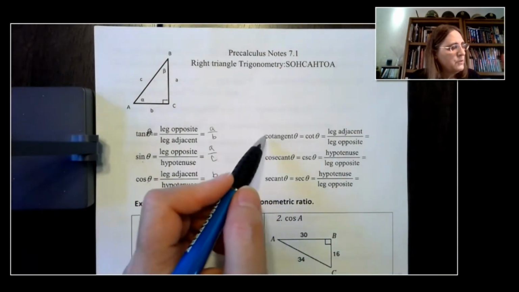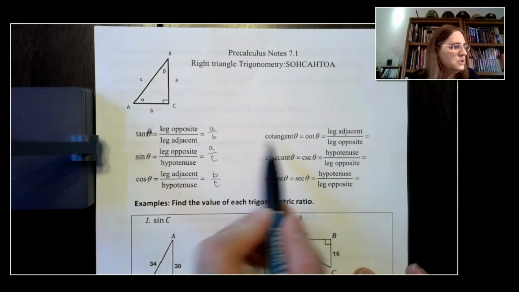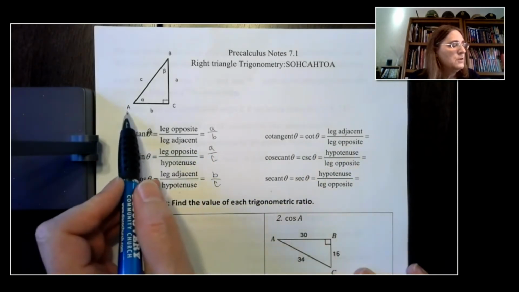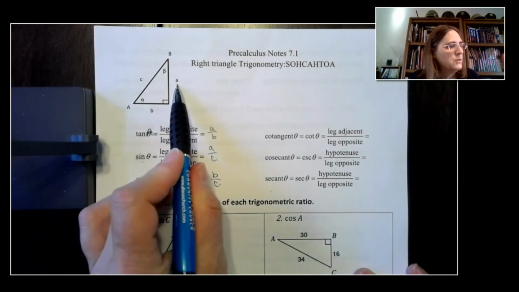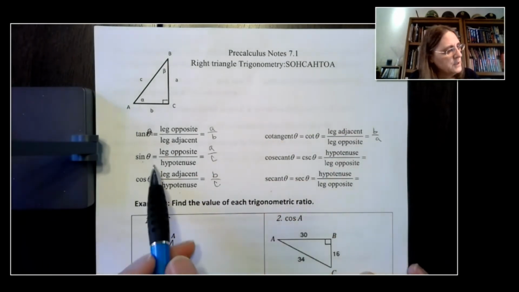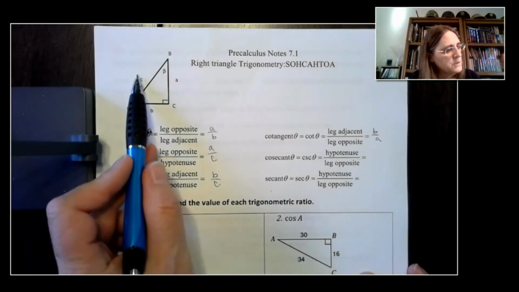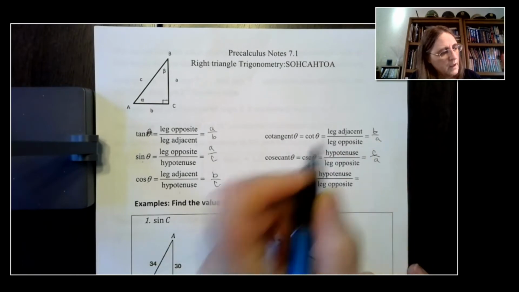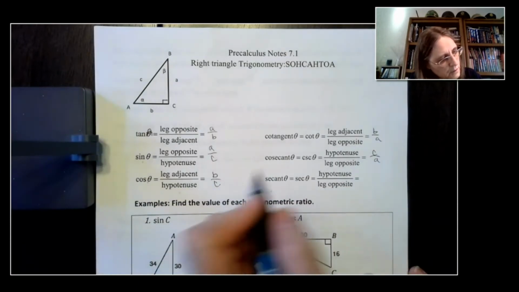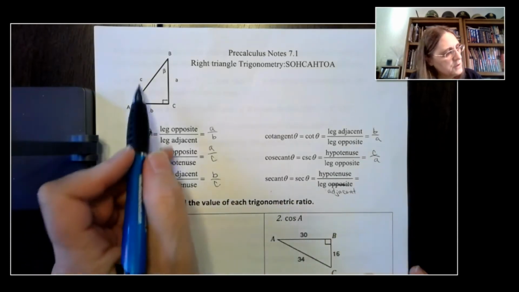Okay, we also have three other functions, which are called the cofunctions. We have the cotangent, and the cotangent is just the reciprocal of the tangent. It's the adjacent over the opposite. So again, if we look at angle A, we're going to have the adjacent over the opposite, so b over a. For cosecant, it's the reciprocal of the sine, so hypotenuse over opposite, so c over a. And for the secant, it's hypotenuse over adjacent. So that's going to be c over b.